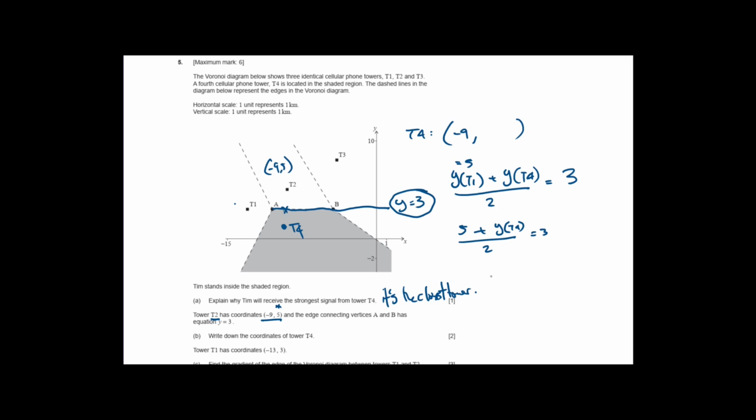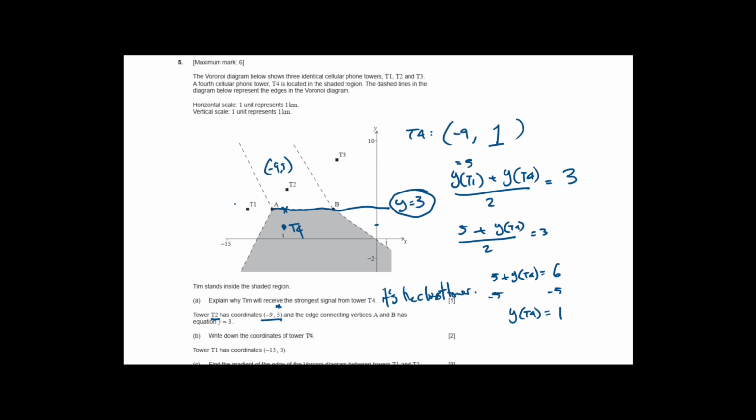So I'm going to multiply both sides by 2. So 5 plus y of T4 equals 2 times 3, which is 6. I'm going to take 5 away from both sides. So the y coordinate for T4 is going to be 6 minus 5, which is 1. So our answer is minus 9, 1. And that's the coordinate of T4. And yeah, that looks pretty good. Our guess here was pretty good.